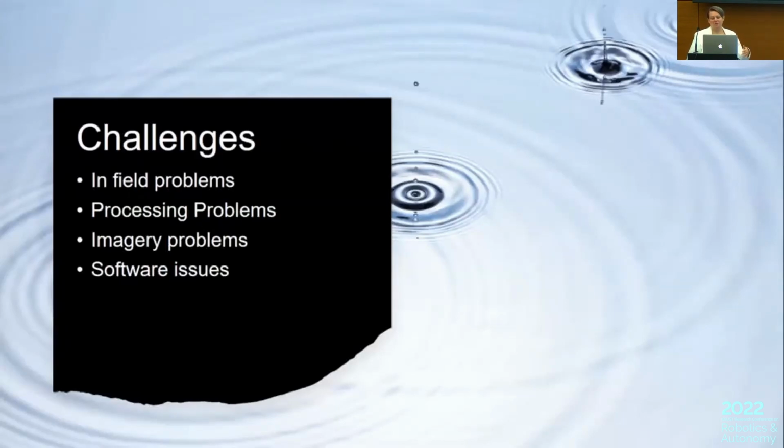And sometimes the drones stop taking images unexpectedly, and so you have gaps in your data, and it's hard to go right back out and check that until you come back and you're already past that reef.